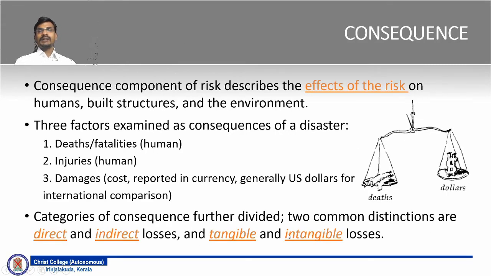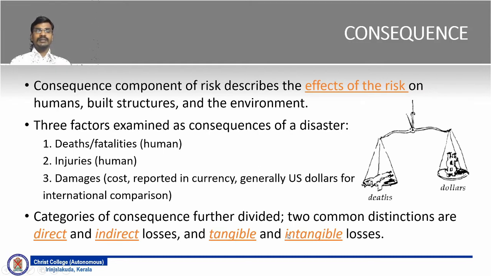So let's consider the consequences. The consequence component of risk describes the effect of the risk on humans, built structures, and the environment. Three factors are examined as consequences of a disaster. The first one is death or fatalities, which involves human injuries, and damages as per the cost reported in currency, generally US dollars for international comparison.